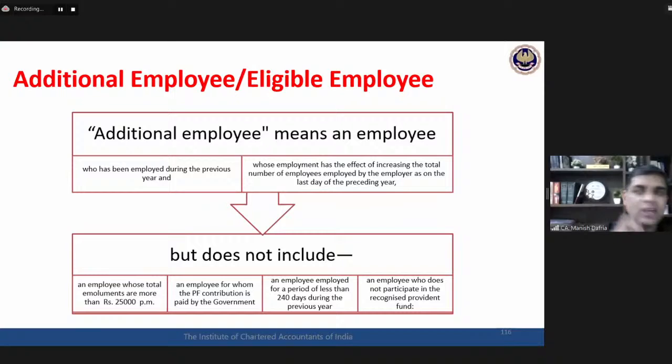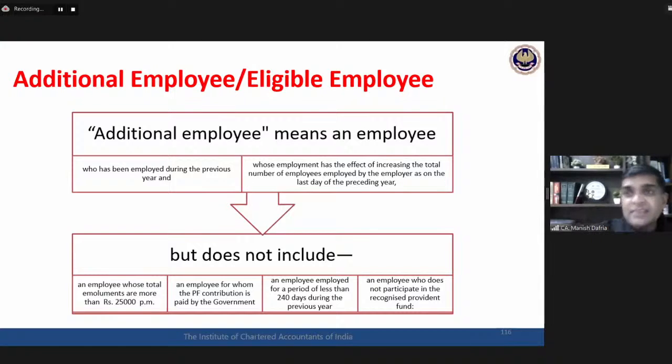So who all are my eligible employees, who all are my additional employees. Now I have identified that, okay, these many persons are my eligible employees, my additional employees. Whatever salary I have paid to them, whatever wages, whatever emoluments, total emoluments, 30% deduction in the current year, 30% in the next year, 30% in the third year, the deduction would be available.